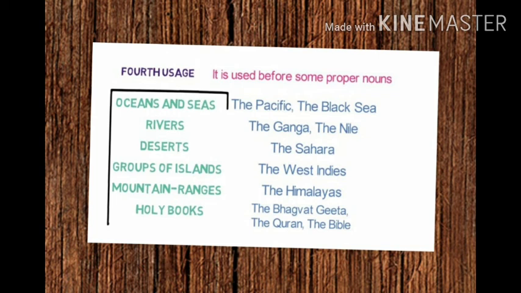It can be used before the name of the deserts like the Sahara. It can also be used before the name of the group of islands, for example, the West Indies. It can also be used before the name of the mountain ranges like the Himalayas. It can also be used before the name of the holy books, for example, the Bhagavad Gita, the Quran, the Bible. So, here we understand that it is used before some proper nouns.